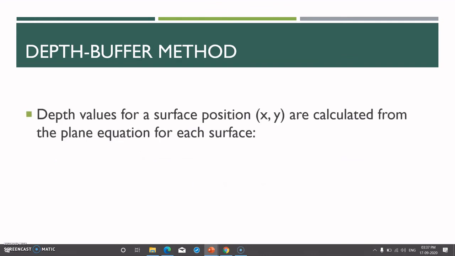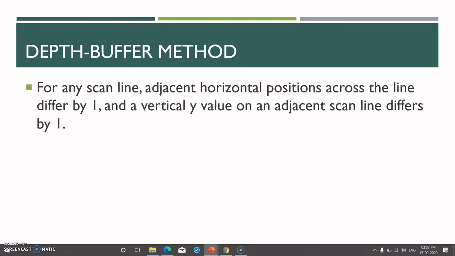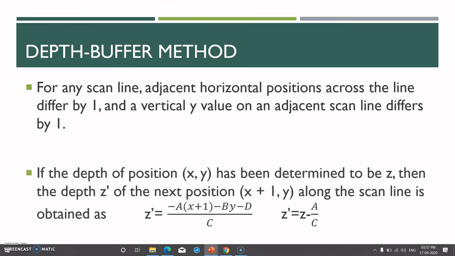The depth values for a surface position X, Y are calculated from the plane equation for each surface, that is Z is equal to minus AX minus BY minus D divided by C. For any scan line, adjacent horizontal positions across the line differ by 1 and a vertical Y value on an adjacent scan line differs by 1. So if the depth of position XY has been determined to be Z, then the depth Z dash of the next position X plus 1, Y along the scan line is obtained as Z dash is equal to minus A of X plus 1 minus BY minus D divided by C, which means Z dash is equal to Z minus A by C.